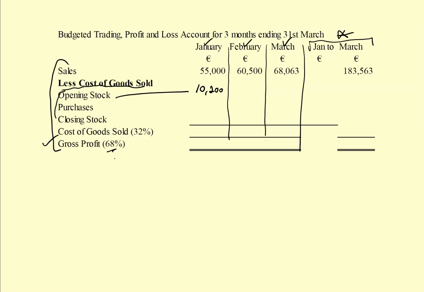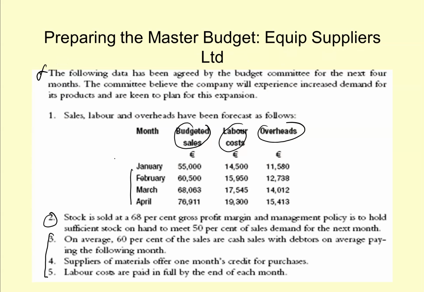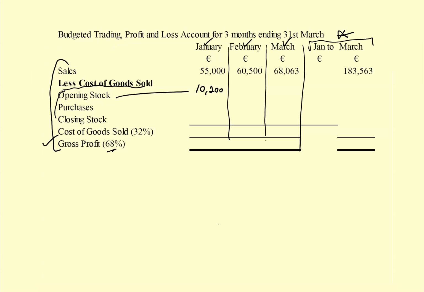Now, I'm told that the gross profit margin is 68%. Where's that coming from? Well, we just read that there. See note number 2 here. Stock is sold at a 68% gross profit margin. That means that the gross profit will be 68% of the sales figure. So if I go back here, I'll take the sales for the month of January and multiply it by 68%, and I'll get 37,400.